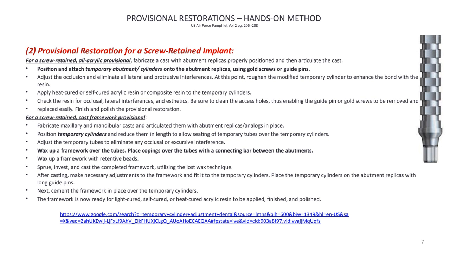Again, we're using a temporary abutment, which has to be cut down and also reshaped in case we need to reshape it in terms of the position, if it's more lingual or mesial or distal. So shape the abutment to have enough space to put the temporary restoration on top of it. We can apply heat cure or self-cure acrylic resin or composite resin to the temporary cylinder. Check the resin for occlusal lateral interference and aesthetics.